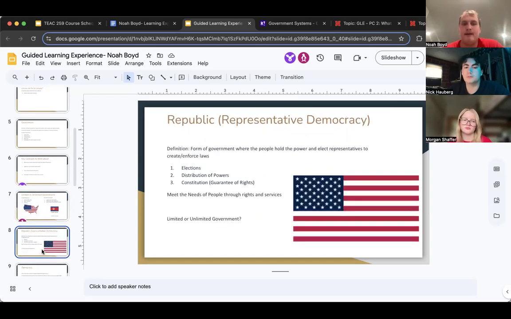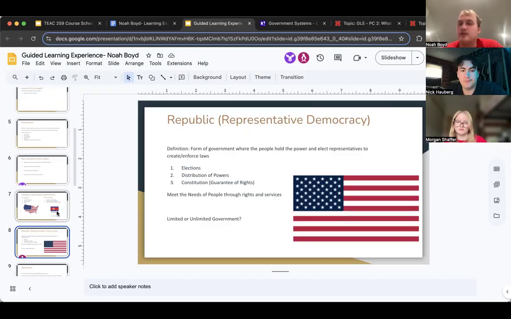The first form of government we're going to talk about is a limited government, so that's going to be a republic, otherwise known as a representative democracy. And this is a form of government where the people hold the power and elect representatives to create and enforce laws. So they're going to have elections to enact their leaders, like in the United States, we have elections at the state, the local and then the national level.